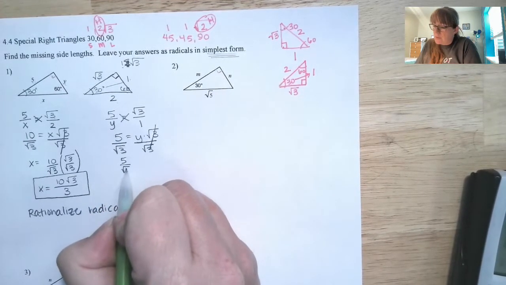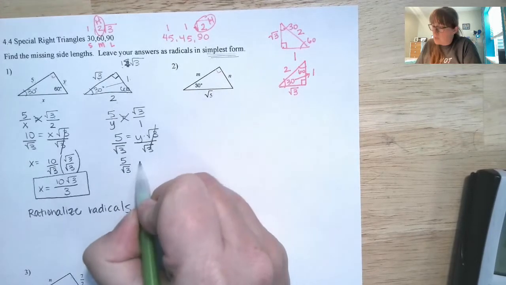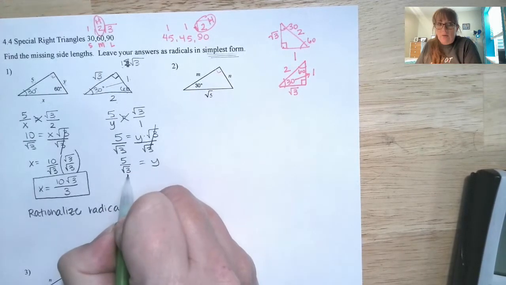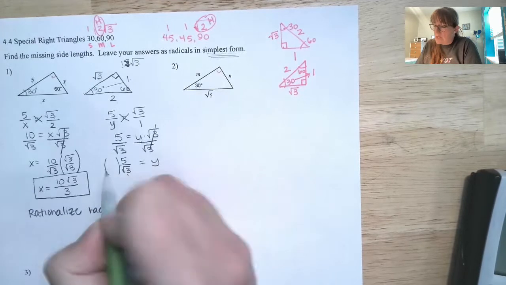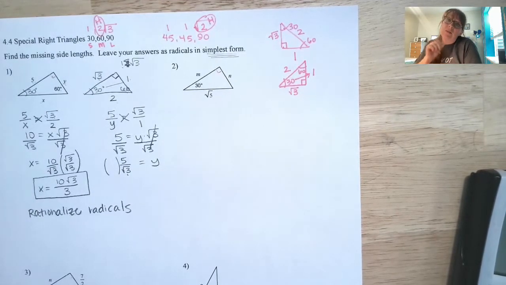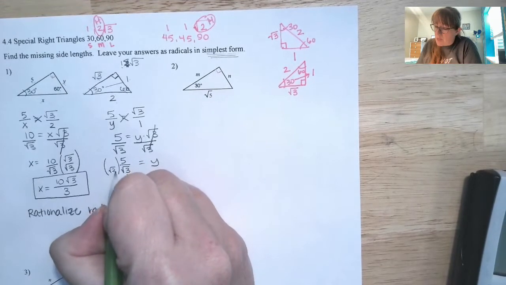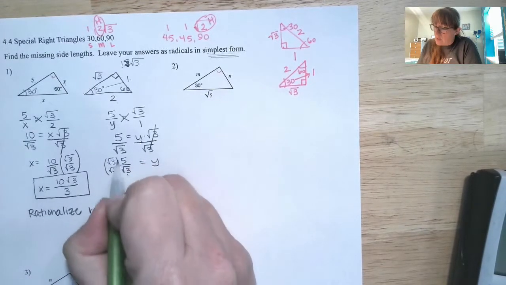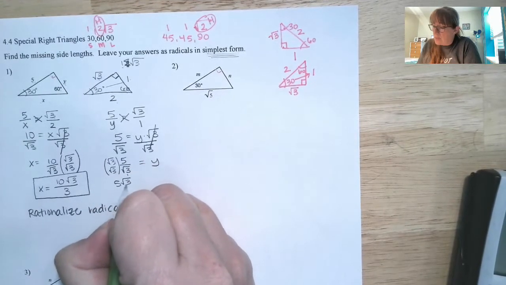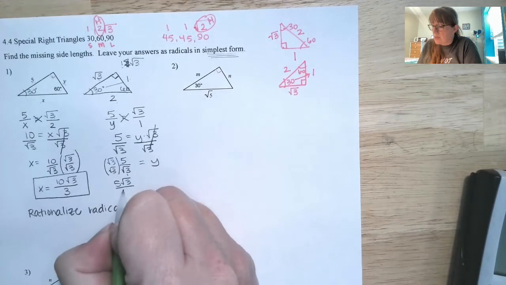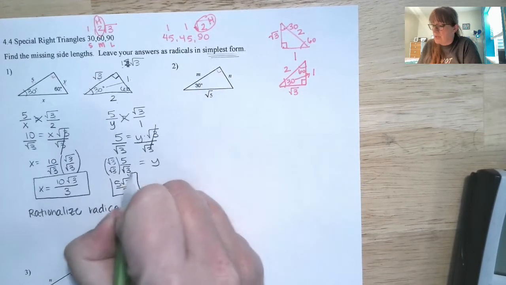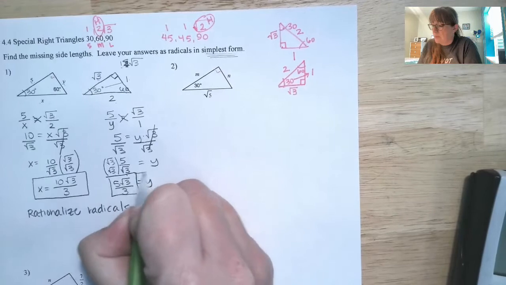5 square roots of 3 in the denominator equals y. Can't have a radical in the denominator, so we need to rationalize it. Whatever we're trying to get rid of in the denominator is the radical 3. Let's multiply top and bottom by radical 3. So we get 5 radical 3. Radical 3 times radical 3 is, I'm sorry, is just 3. Okay, and that's why.